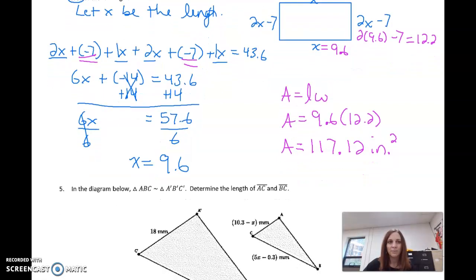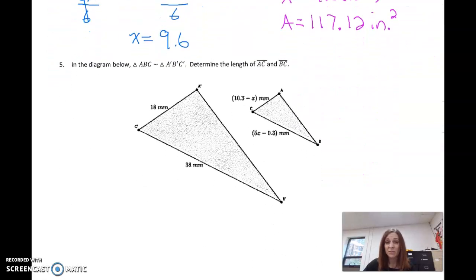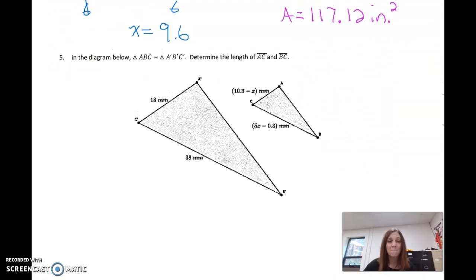All right, one more. This should look familiar. We did this the other day. Okay. In the diagram below, ABC is similar to A prime, B prime, C prime. Again, similar means they're getting smaller or getting bigger at the same rate, the same constant, same scale factor. So let's set up our proportions.